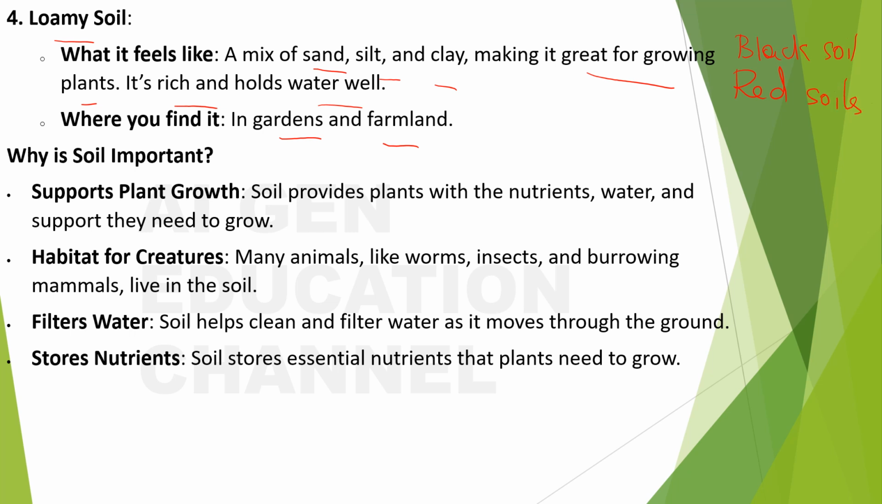Why is soil important? Because it supports plant growth. Soil provides plants with nutrients, water, and support they need to grow. Habitat for creatures. What is it? Habitat means home.